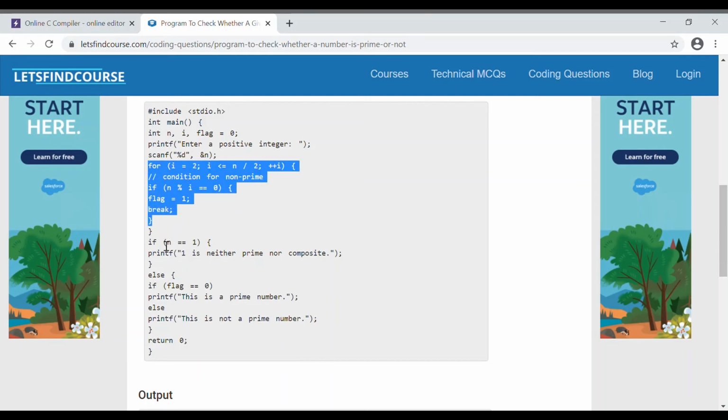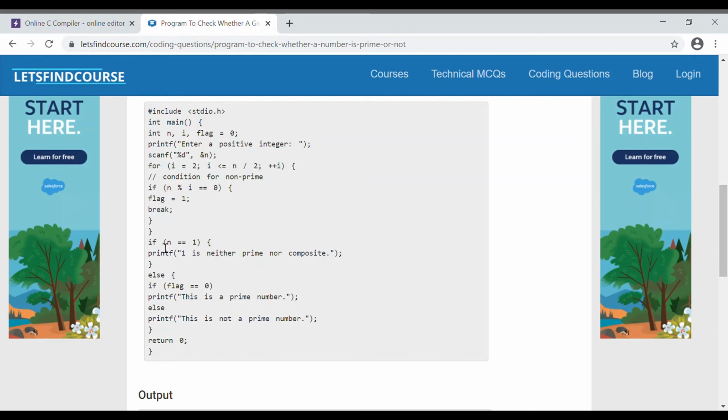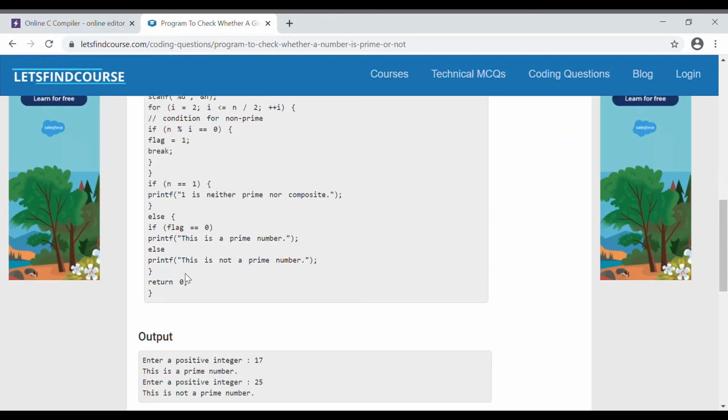After exiting that loop, here we will check whether n is equal to 1 or not. We have just checked whether the input number is 1, because 1 is neither a prime number nor a composite number. So we have included this condition to check whether an input number is prime or composite. Else, here we will check whether flag is equal to 0 or not.